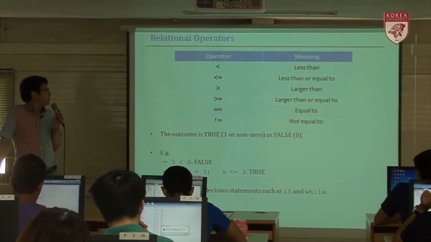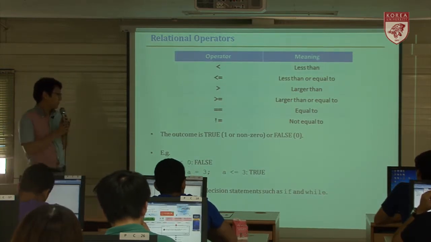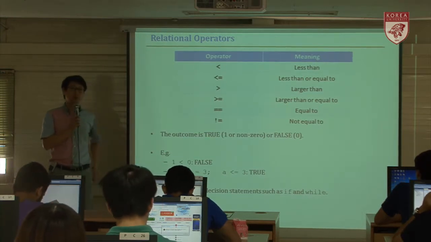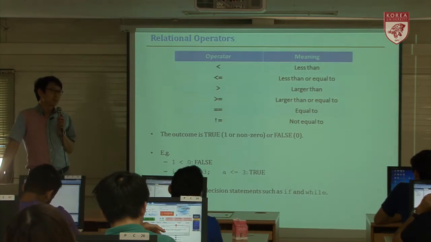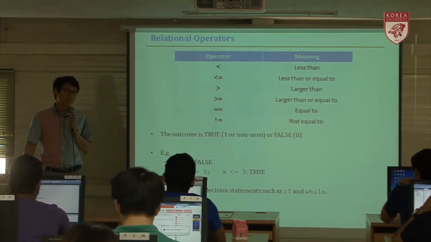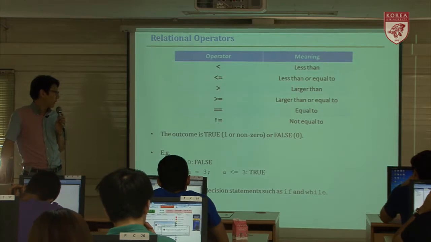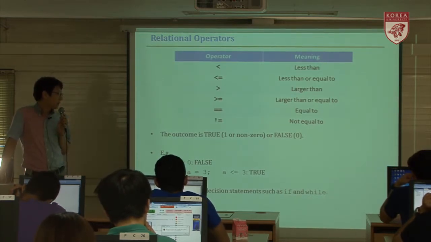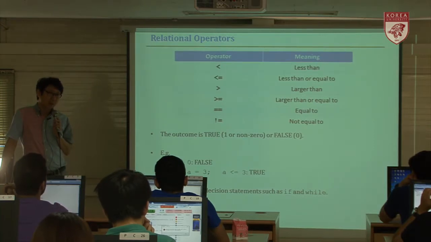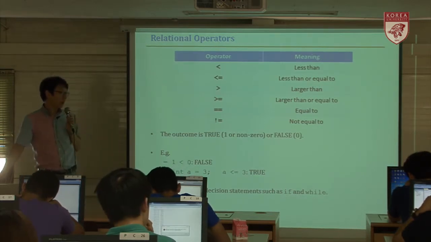The outcome of a relational operator is Boolean type, which means true or false. So for example, when we say 1 is less than 0, is this true or false? False. So the value of this relational operation is false. How about this? When A is assigned 3, is the relation that A is less than or equal to 3 true or false? True, right? Because A is 3, it is true that A is less than or equal to 3. So there are six relational operators.